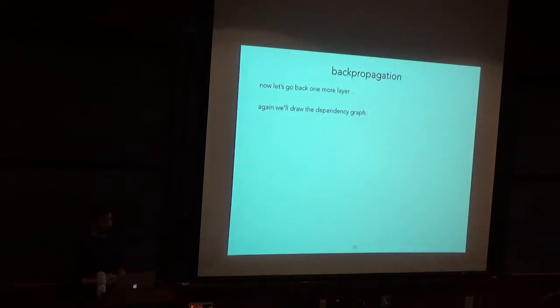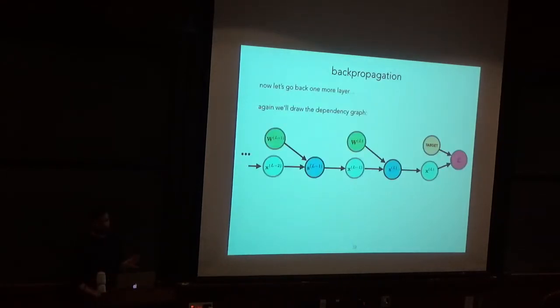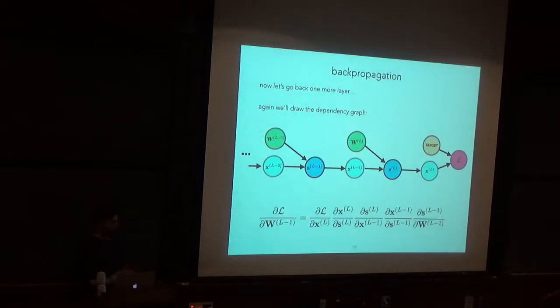So how do we go further back in the graph? We'll draw the dependency graph again. And we have now more terms that are chained together here. So I won't go through in too much detail, but it's a similar idea: you have to follow this entire chain of dependencies all the way back to the set of weights that you're trying to calculate the gradient for. And you can calculate this all from chain rule.